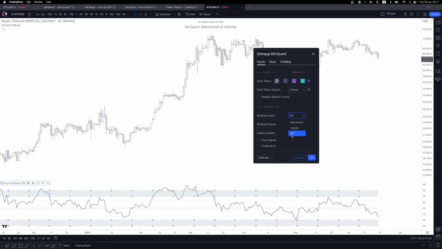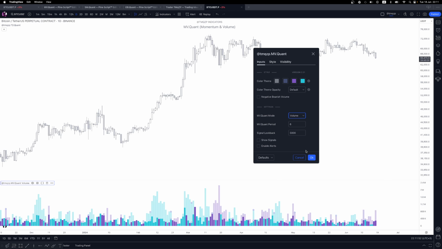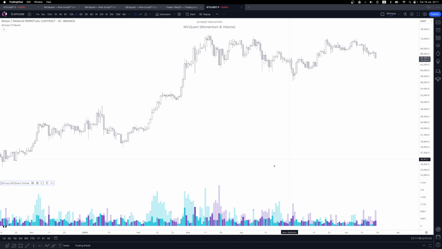But I don't really use this myself, and there are many other indicators out there that use RSI in all kinds of fancy ways. So this is not really the goal of the indicator. It's more about momentum and volume. So let's start with volume and how I implemented it in this version.